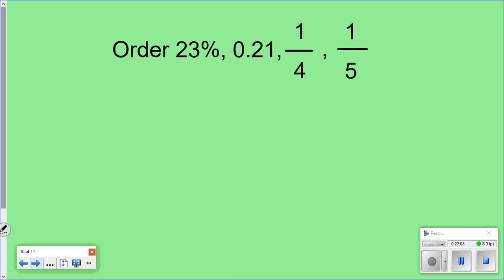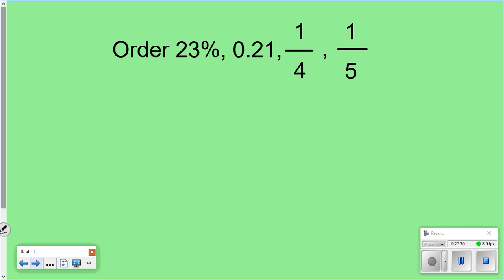All right, so let's do this. In your notebook, write this in there. We're going to order these from least to greatest. And the easiest thing to do is changing them all to decimals because you know how to do all of that now. So we're going to order 23%, 0.21, 1/4, and 1/5, all as decimals.